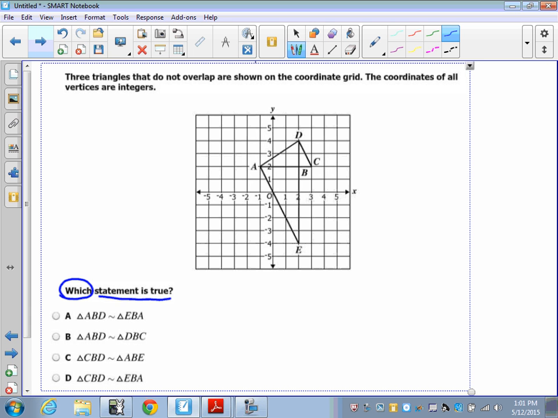Here's another one. Which statement is true? I have all the triangles right here. I could use this information to figure out all the vertices or integers, but I should be able to figure that out just by looking at the picture. So this information right here is pretty irrelevant. I don't really need it to solve the problem. Again, the question word which comes beneath the diagram. I use the question, I use the diagram, and I'm able to solve the problem.